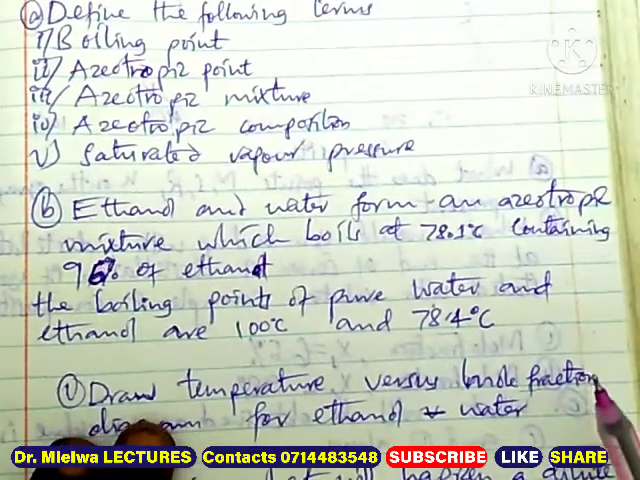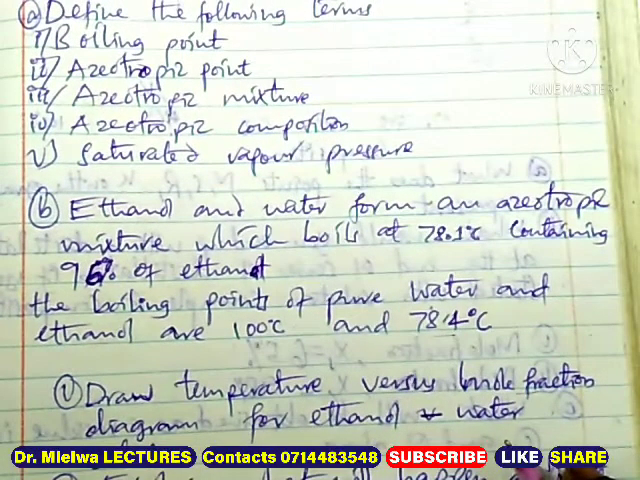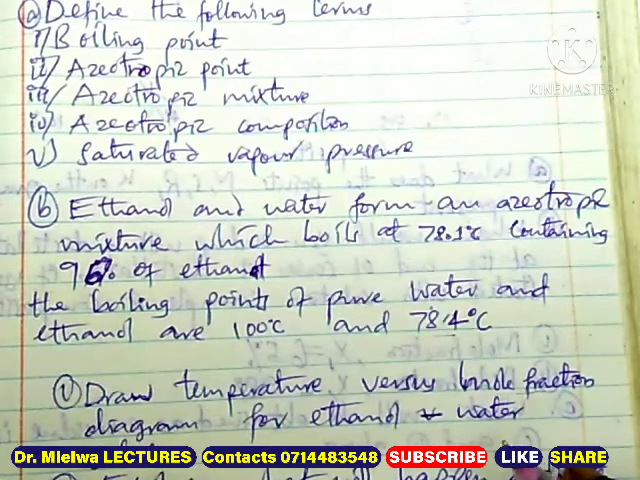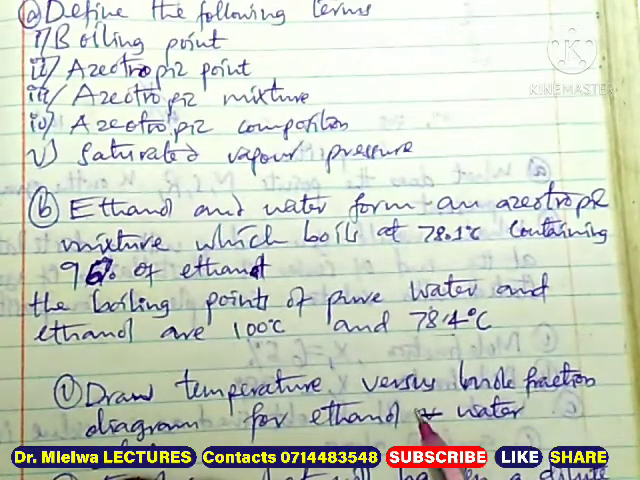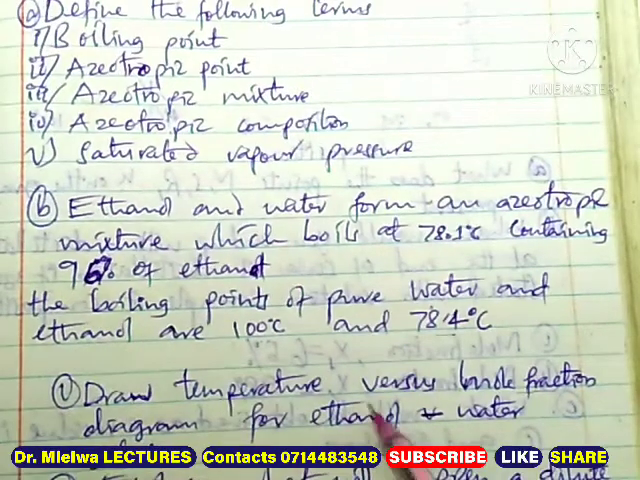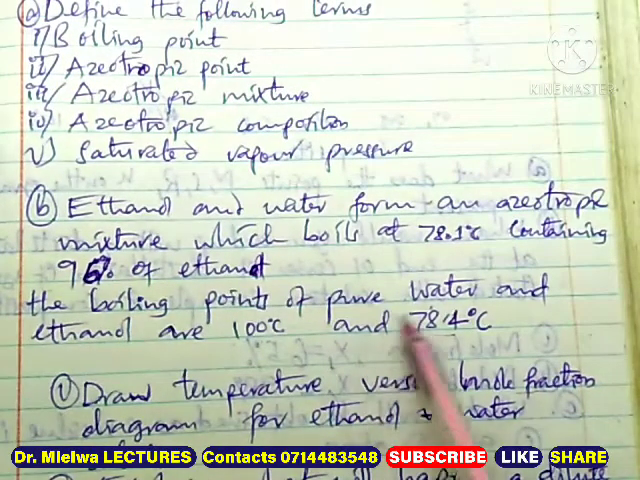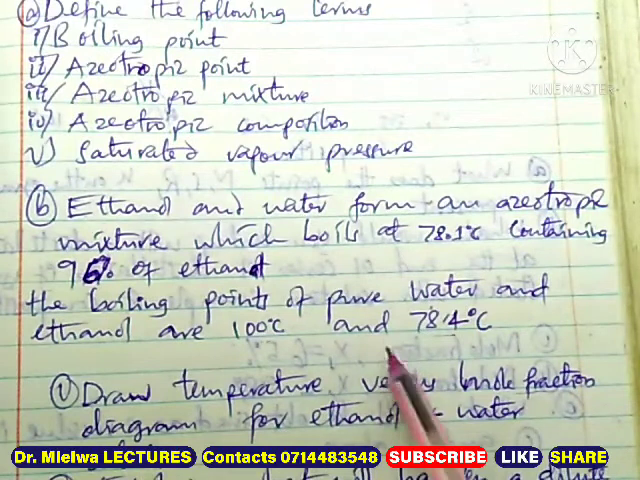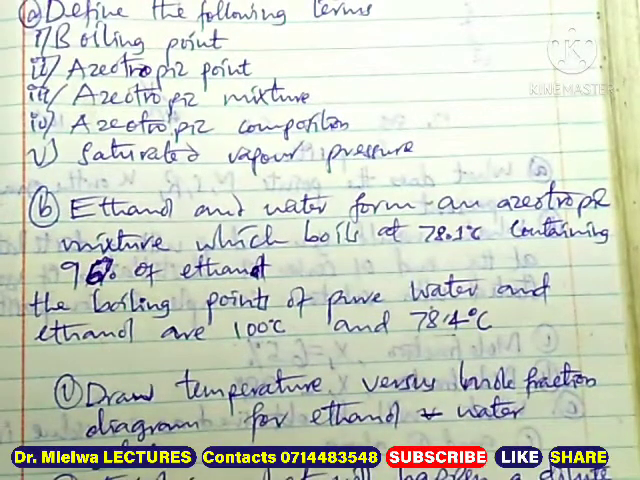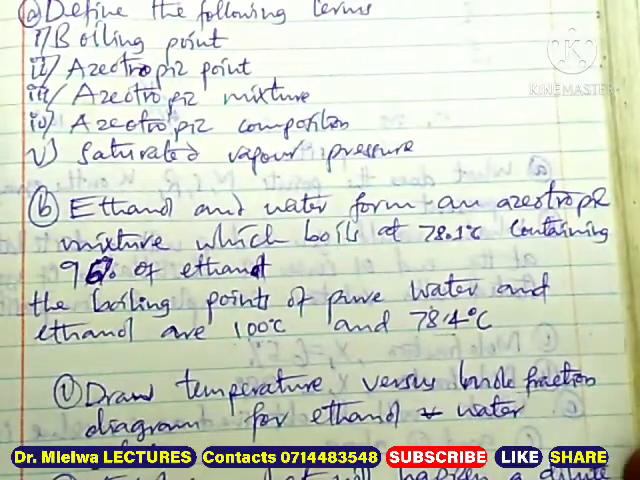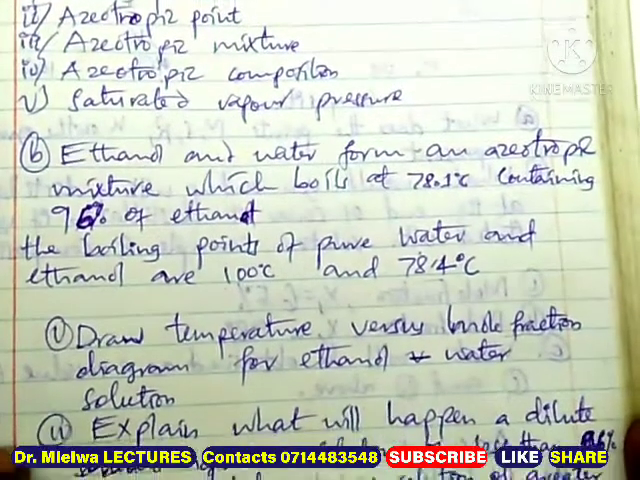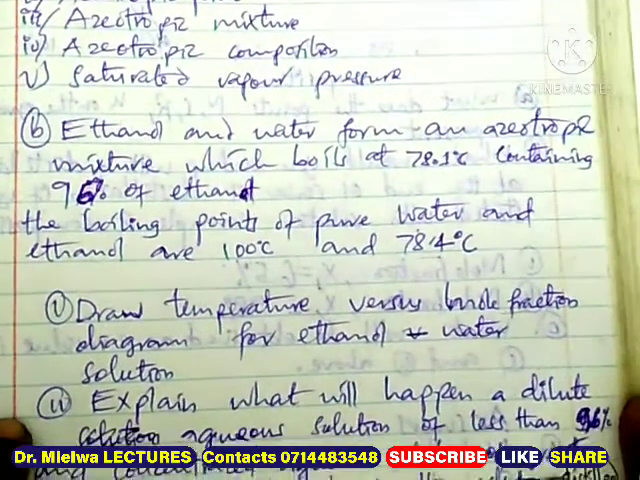All of these we have already discussed. In question B, ethanol and water form an azeotropic mixture which boils at 78.1 degrees centigrade, containing 96% of ethanol. The boiling point of pure water and ethanol are 100 and 78.4 degrees Celsius. The first question: draw temperature versus mole fraction diagram for ethanol and water solution.